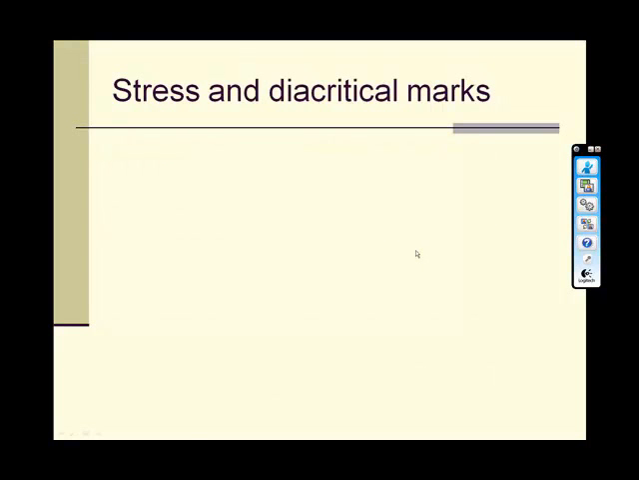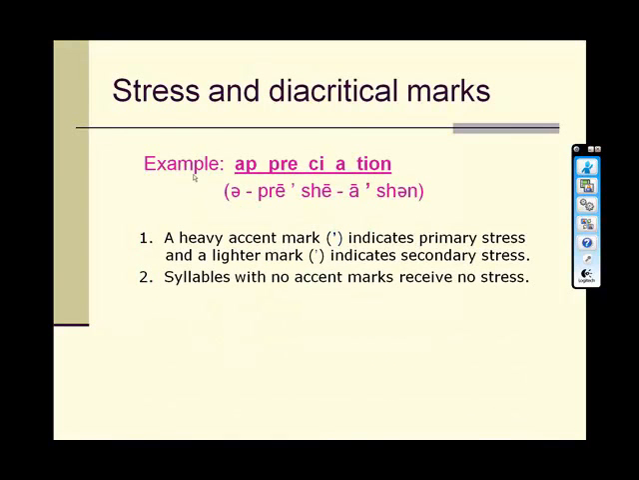What are stress and diacritical marks? Here's an example. Appreciation. A heavy accent mark indicates primary stress, and a lighter accent mark indicates secondary stress. Syllables with no accent marks receive no stress.